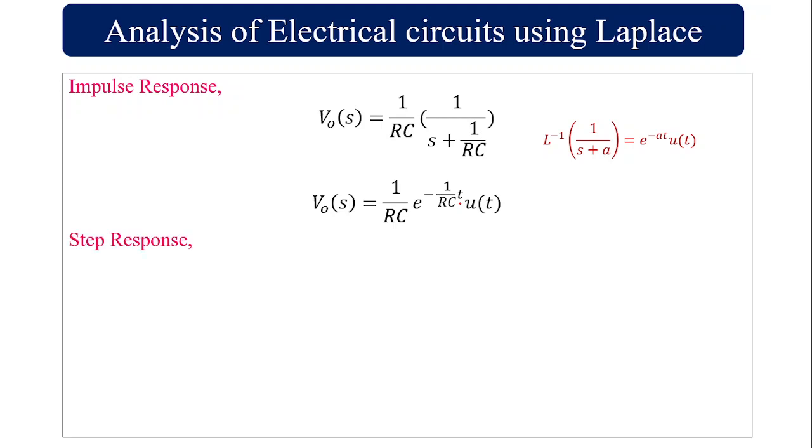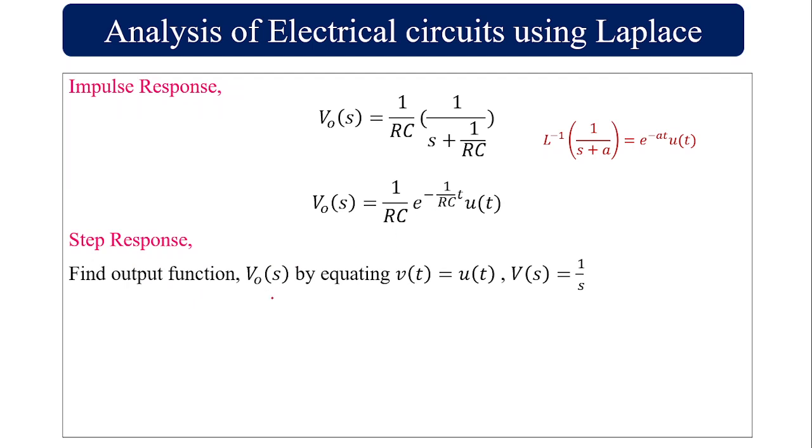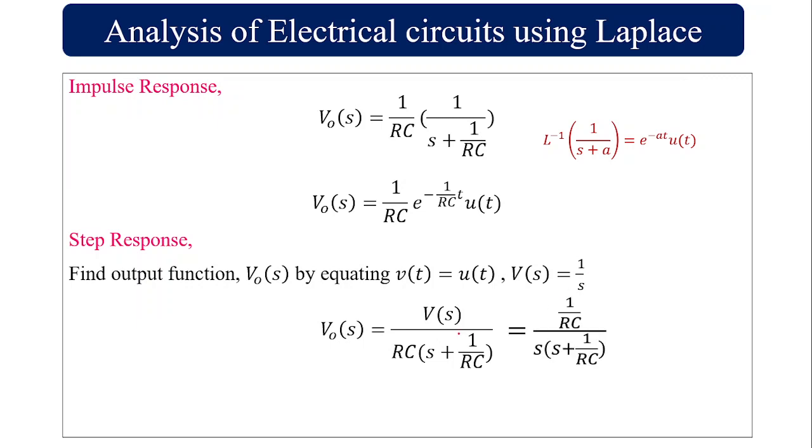The last component is step response. How can I calculate the step response? I have to find the output V naught by equating V of t to U of t. The Laplace transform of U of t is 1 by S. So V naught of S is equal to V of S divided by RC into S plus 1 by RC. This is what we got. Now I replace V of S with 1 by S. I take the constant 1 by RC as such, and this V of S is 1 by S, so S into S plus 1 by RC will be in the denominator.